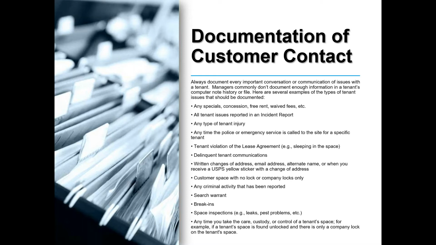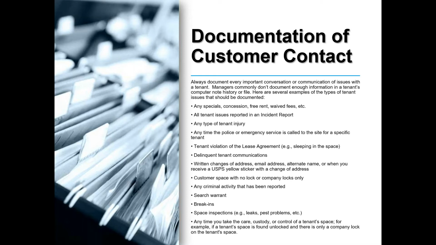So think about the search warrants, the break-ins. If there's a break-in, document it in every space that was broken into. If you suspected that some lock was tampered with, put the notes on that customer's account. Make sure if you have space inspections for leaks or pest problems, things like that. I know that sometimes people will say, oh, you guys have a mouse problem or something like that. Well, generally, most of the time, with the type of buildings we have with the metal and everything, we don't have them there originally. People bring them in their boxes.